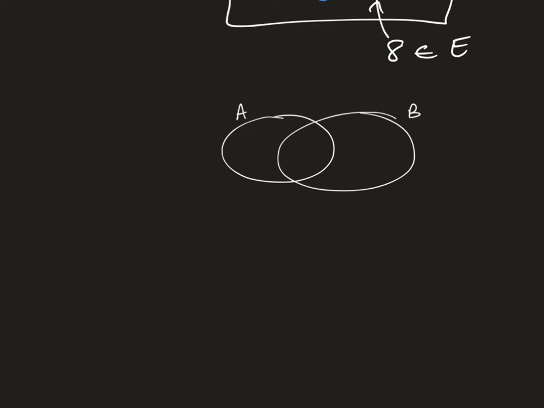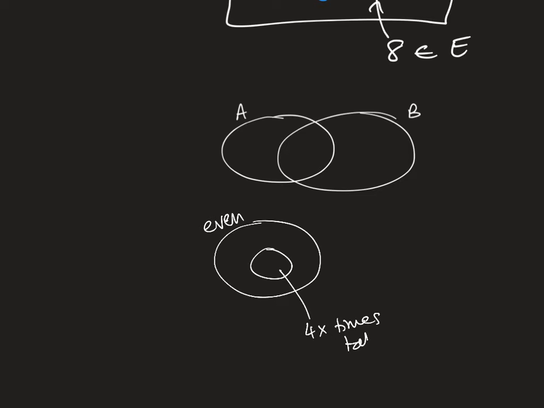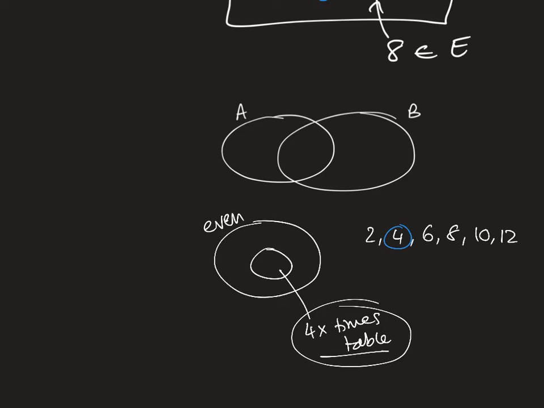So for example, let me show you this. If we've got a set here, which could be even numbers, within the set of even numbers we might get numbers that are in the 4 times table. As you'll recognize, if we go 2, 4, 6, 8, 10, 12, you'll see that numbers in the 4 times table will always be even.